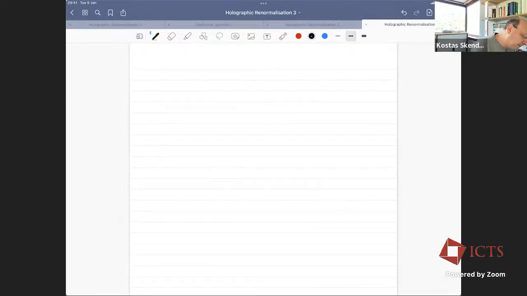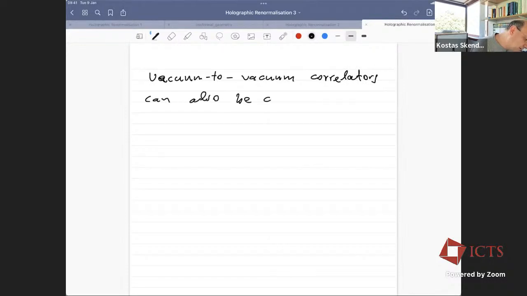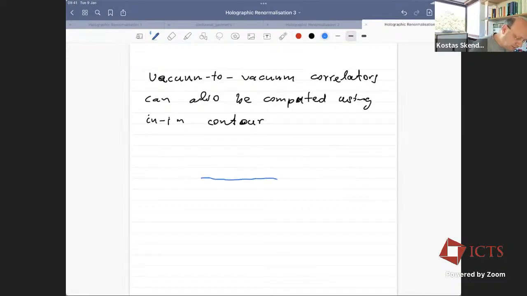So vacuum to vacuum correlators can also be computed using an in-in contour. So basically what you do is you go forward in time, you go backward in time, and then you insert infinite segments. So if you use that contour, that would generate again vacuum to vacuum correlators.